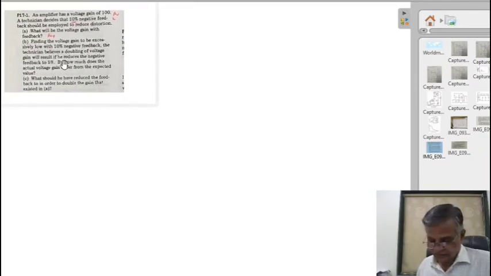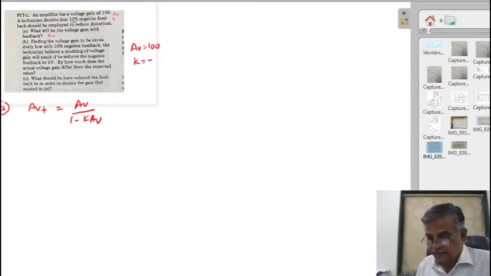See the questions: what will be the voltage gain with feedback? So I am finding first AVF. What is AVF? You know, AVF is AV upon 1 minus KV. Well, already they have given AV is 100, and K is the negative feedback, 10%. So minus 10 upon 100, you can write minus 0.1.